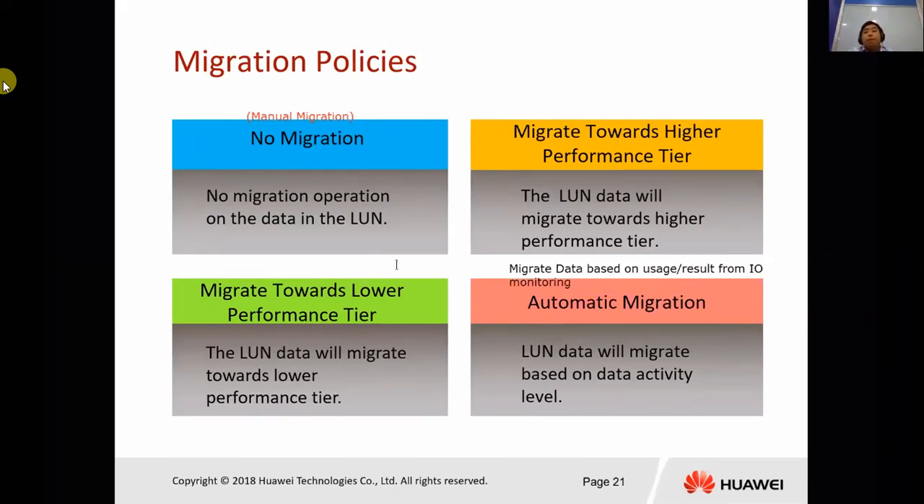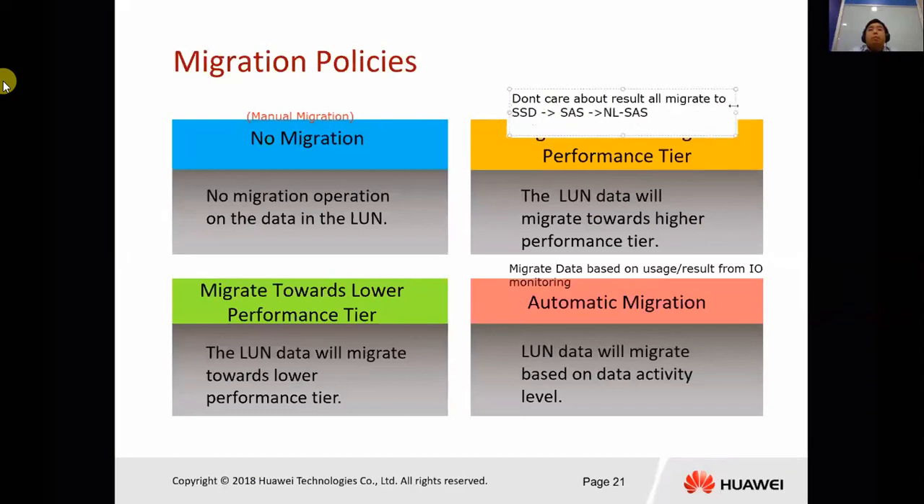Migrate to a high performance tier and migrate to a lower performance tier. This one is where I don't care about the result. Let me say I don't care whether you are warm, hot, or cold data. It will always migrate everything to SSD. If your SSD is full, then only it will go to SAS, and then only it will go to nearline SAS. So this is basically the migrate towards high performance tier.